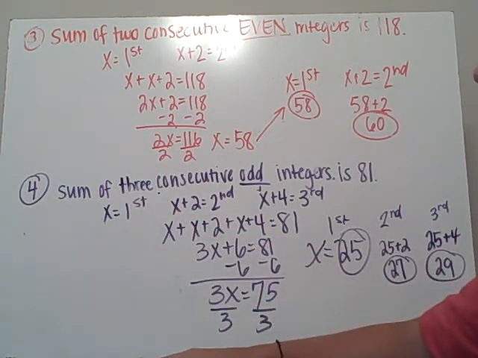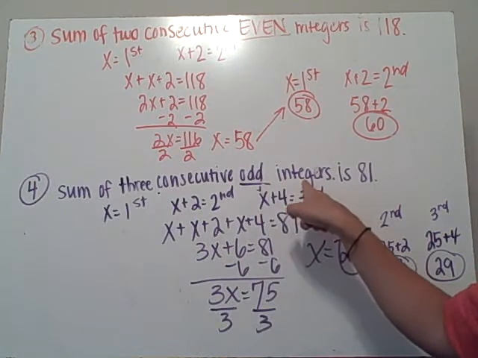Number 4 says the sum of 3 consecutive odd integers is 81.